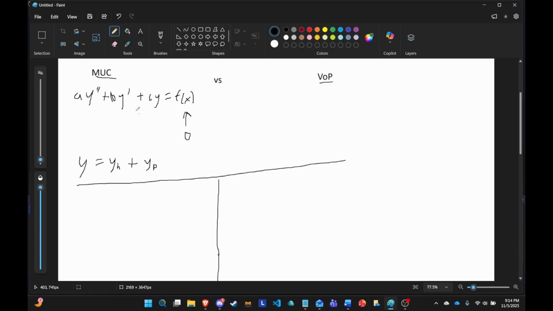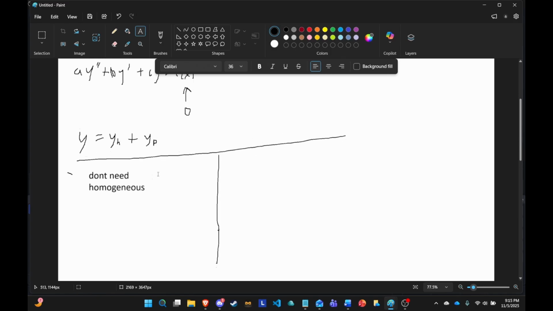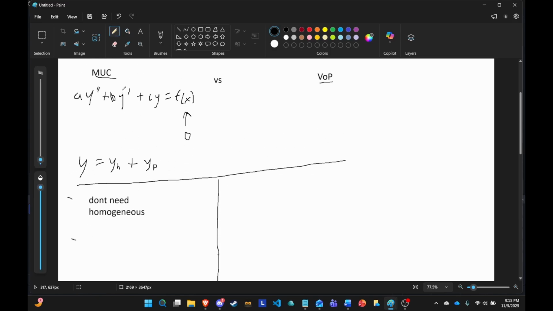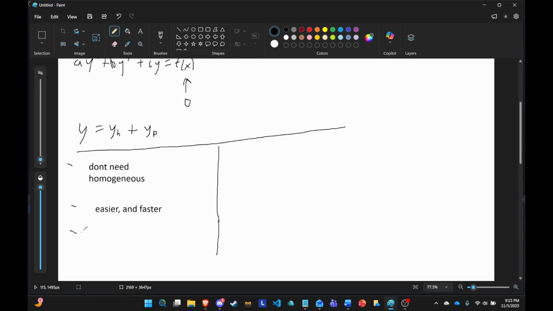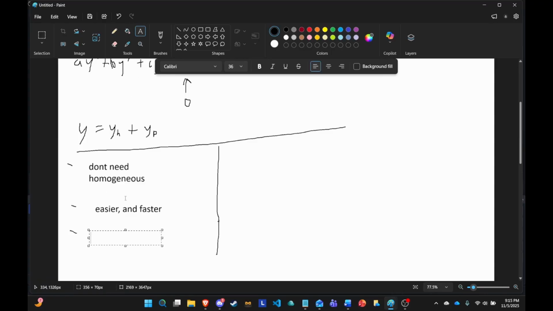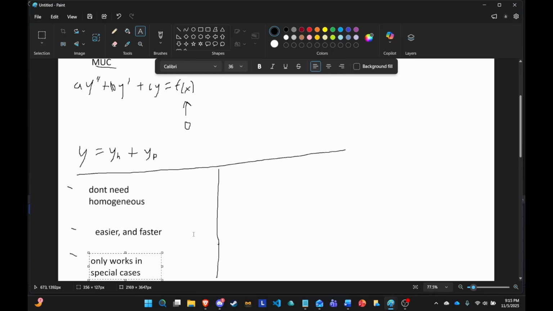Now, for the method of undetermined coefficients, we actually don't need the homogeneous part. So I'll say we don't need the homogeneous solution to find the particular solution. There's a way to get around that. And I'd also like to say that undetermined coefficients is usually easier and faster compared to variation of parameters. Lastly, it only works for a specific class of functions for f of x. It only works in special cases. We'll get into what those are in a moment.